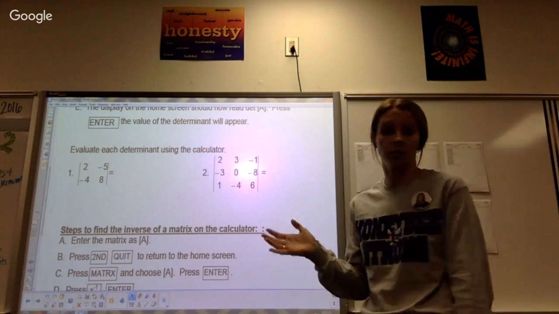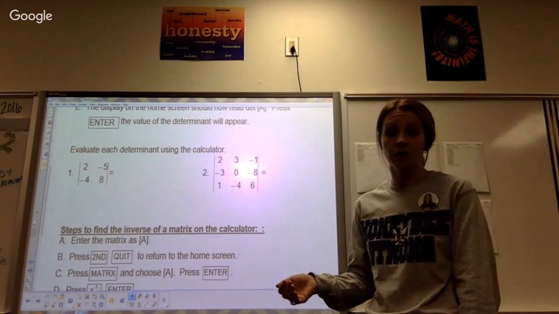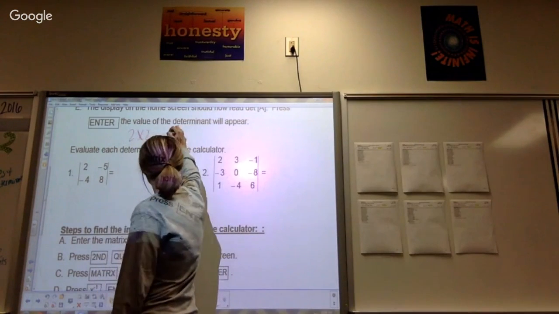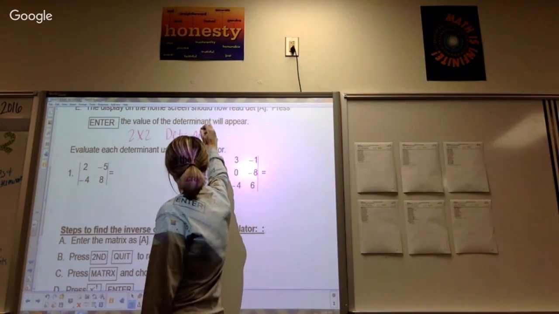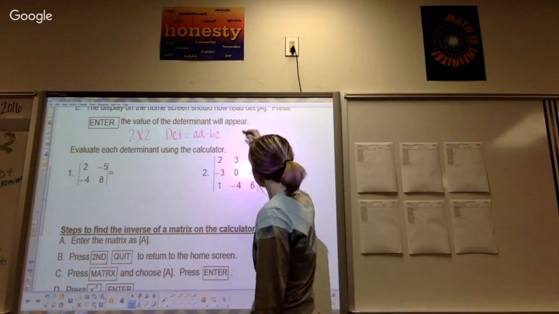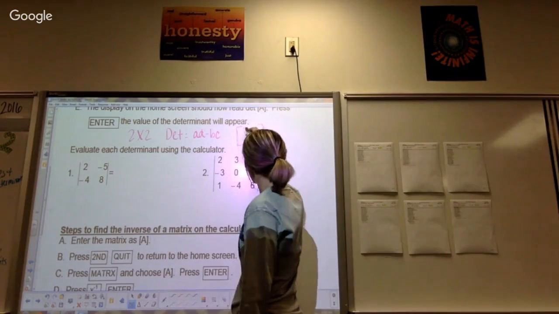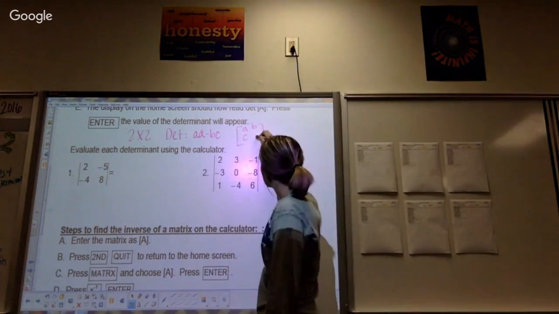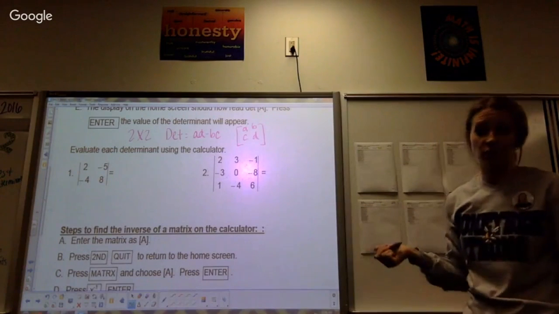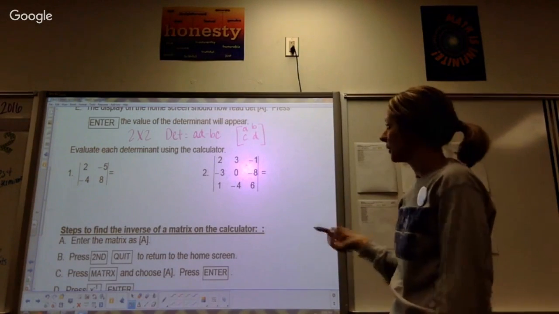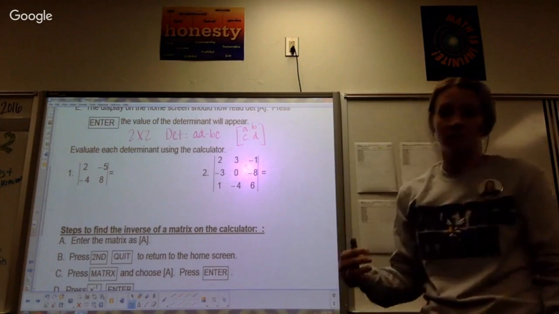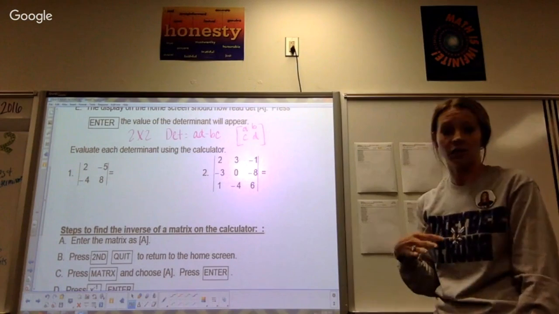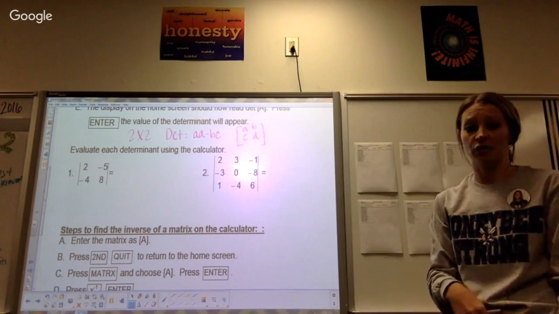Before I use the calculator, I want to show you the formula for finding the determinant of a 2x2. The formula for a 2x2 would be AD minus BC. On your 2x2 matrix, A is your top left element, B is your top right, and then you have C and D. So that's your 2x2 matrix, and that's how you would find your determinant. We're going to be using that when we're actually solving systems of equations. That's the reason why we need to learn how to find the determinant before we actually solve those systems.